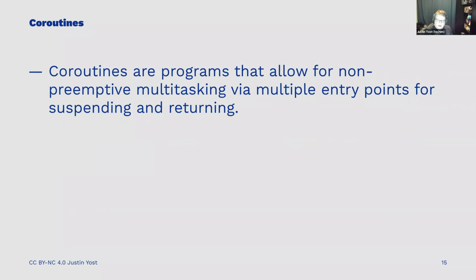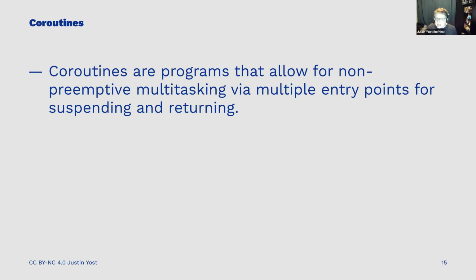Okay. Now, what's the really fun sort of stuff with this? One of the really fun things is you can do a thing called a coroutine. Coroutines are programs that allow for non-preemptive multitasking via multiple entry points for suspending and returning. What the heck does that mean? That means if I'm writing code in which I want to be able to jump around in my code, and I want to be able to suspend the execution of some code and then return back to it at a later point in time, or have multiple ways of entering my code and jump around inside of that code without using something like a goto, I can do that in a coroutine.